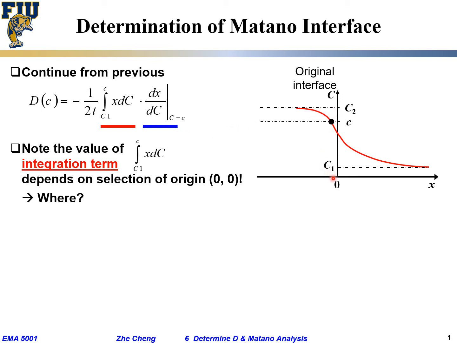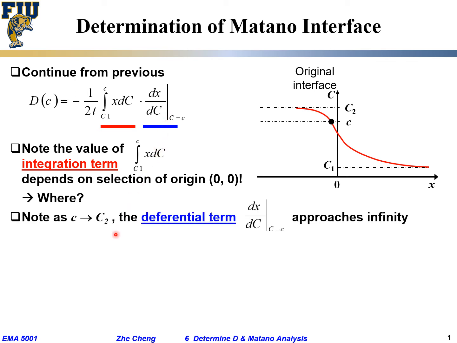dc over dx is our so-called concentration gradient, our local slope. dx over dc is just the inverse of slope, right? Inverse of concentration gradient. Okay, do you see as if I do this integration, when c goes to c2, where is it? It goes all the way to the very, very left. The differential term, all this inverse slope would approach what?